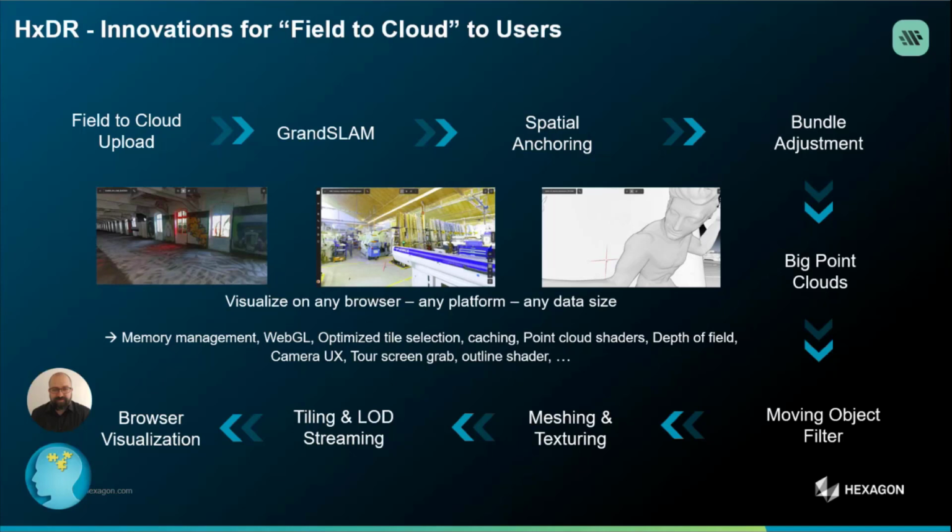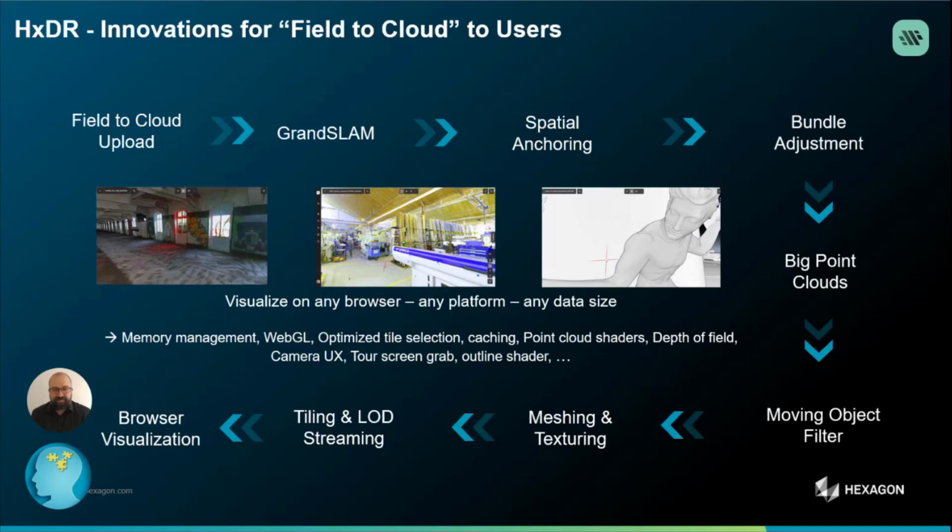We obviously run the SLAM algorithms right after that. We try to figure out what the exact position of these data sets are by applying the spatial algorithm that's built into the platform. The bundles are adjusted or corrected, but once you start aligning things, this results in very, very big point clouds. We've already mentioned the moving object filter that is applied on top of these big point clouds, which allows us to get beautiful meshes that are cleaned up.